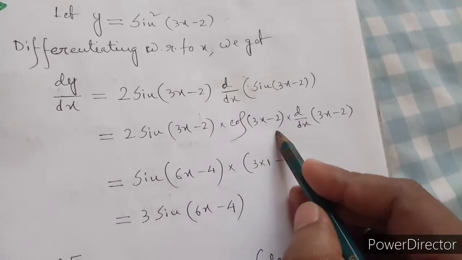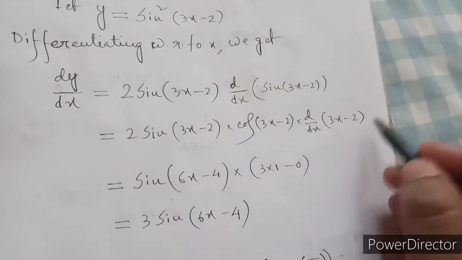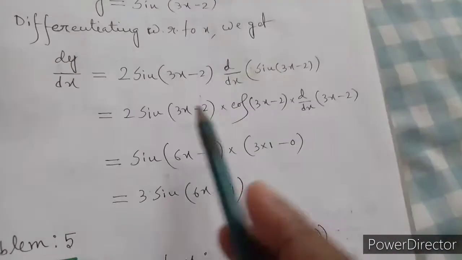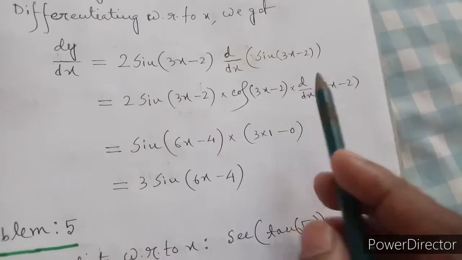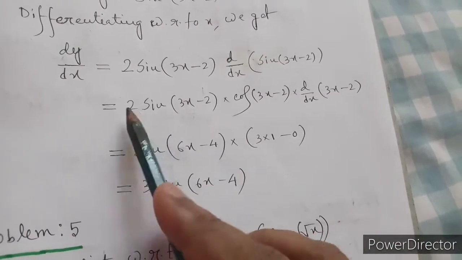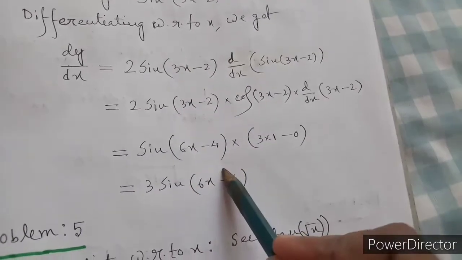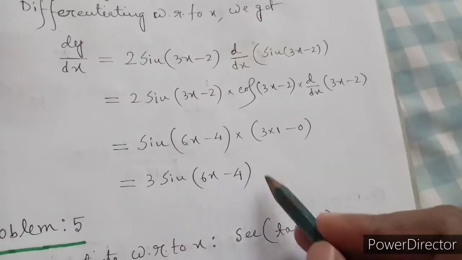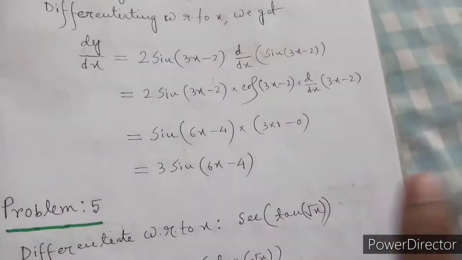cos 3x minus 2. And now again the derivative of 3x minus 2, so d/dx of 3x minus 2. So that should be, look at that, 2 sine a cos a, that means sine 2a. So sine 2a, 2 into a means 2 into 3x, that is 6x, minus 2 into 2, that is 4. And the derivative of 3x minus 2 is what? Only 3, obviously. So 3 into sine 6x minus 4 is your answer.